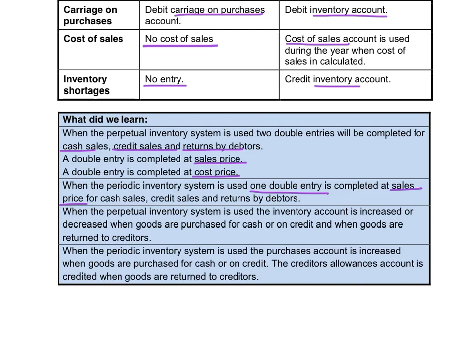When the perpetual inventory system is used, the inventory account is increased or decreased when goods are purchased for cash or credit, or when goods are returned to creditors. When the periodic inventory system is used, the purchases account is increased when goods are purchased for cash or credit, and when goods are returned to creditors, the creditors' allowances account will be credited.